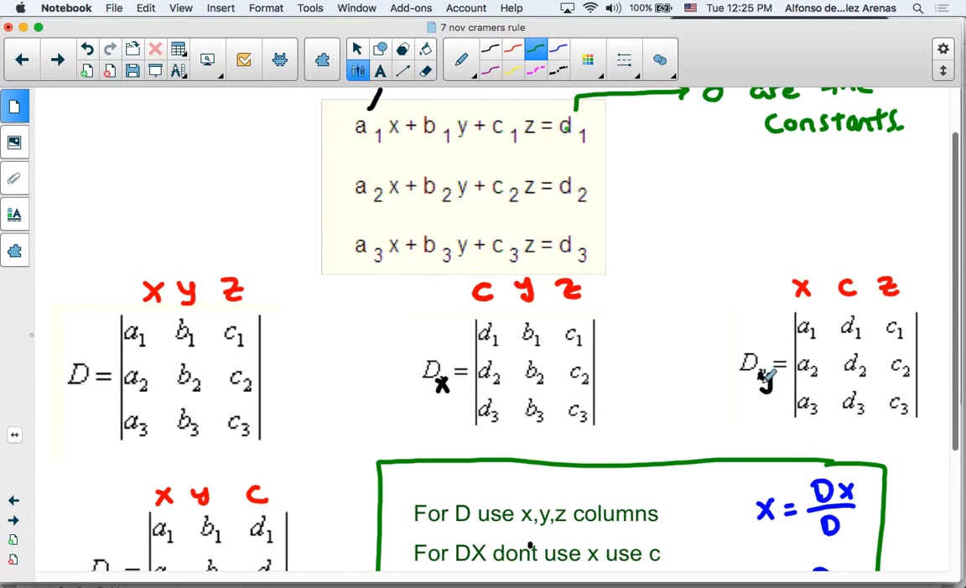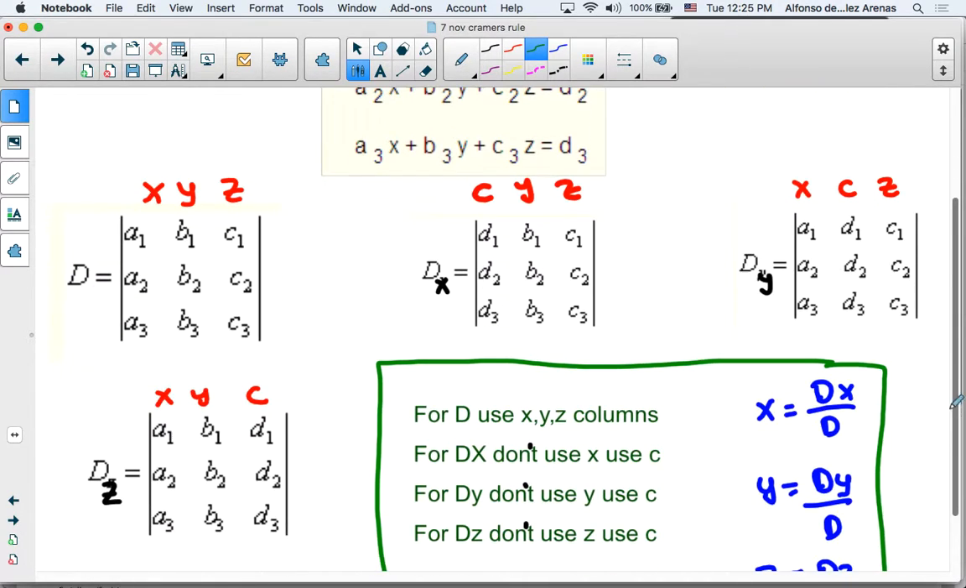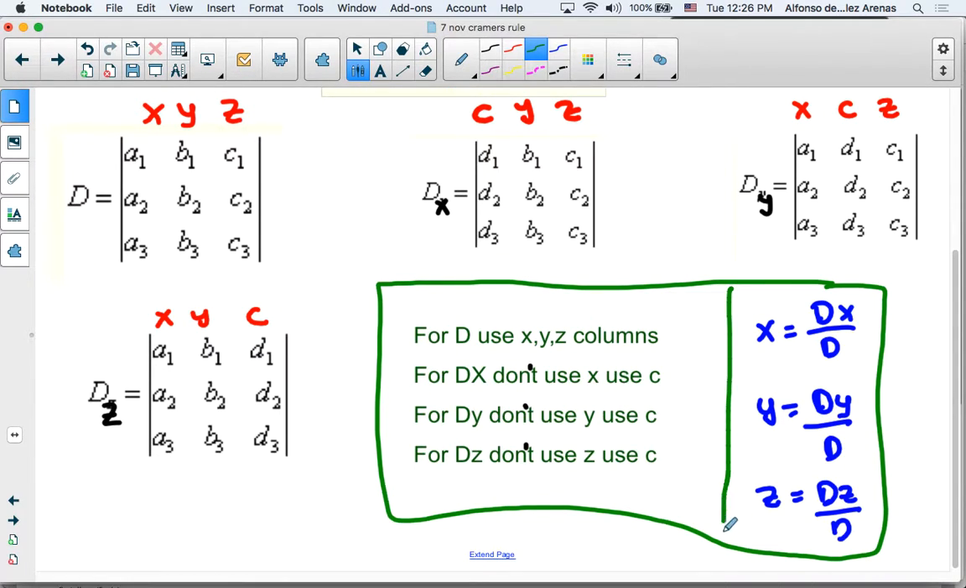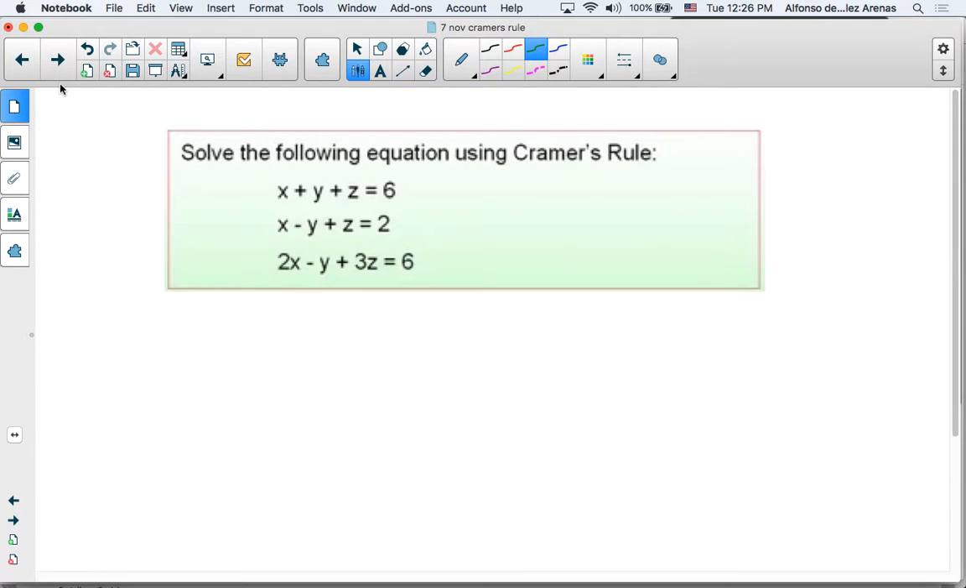For dy, you don't use y, so you have the column of the x, but not the column of the y. You have to use the constants, and then the z's. And there is one more, dz, x, y, but not z, so you have to use the constants. Finally, Cramer says that to find x, you need to divide dx over d. To find y, you need to divide dy over d. And to find z, you need to divide dz over d. But let's see one example. Copy the example, please.